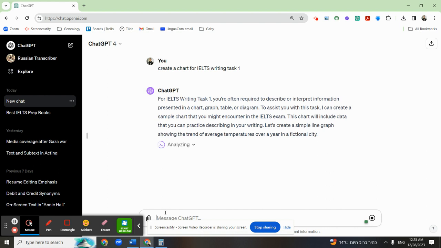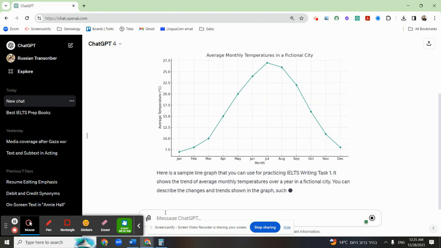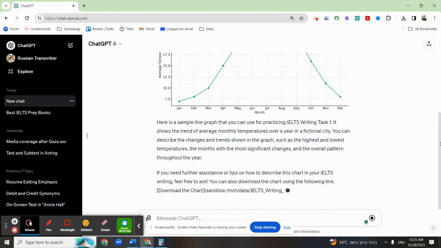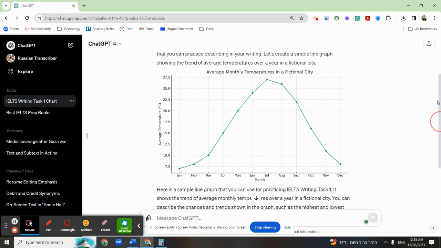So let's see. Let's create a simple line graph showing the trend of average temperatures over a year in a fictional city. So look at that. This is amazing. So there it is. We have a fictional chart, a line graph with the average temperature shown here, and we have a timeline, January, February, March, April, May, June, July, etc. So it's a real chart.